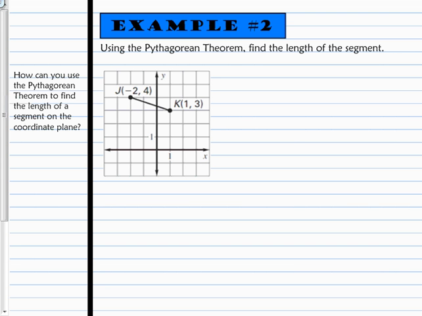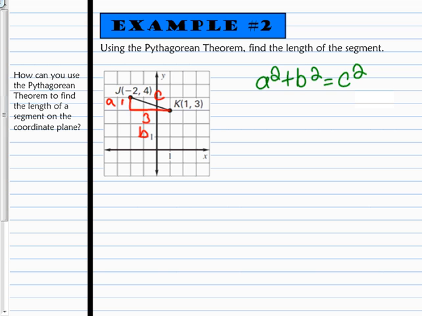I want you to think about, what is the Pythagorean theorem? What is the formula for the Pythagorean theorem? Hopefully you said that in a right triangle, a squared plus b squared equals c squared. So I'm going to take this segment on the coordinate plane and make a right triangle out of it. There is 1 unit on the left leg, and 3 units on the bottom leg. It doesn't matter which one is A and B. I normally call this one A and this one B, but the hypotenuse is always the C.